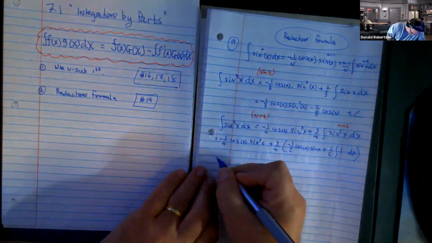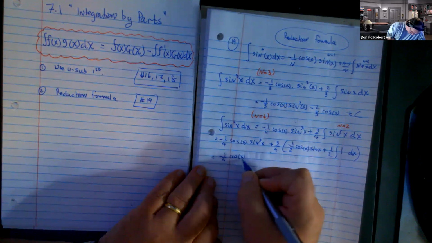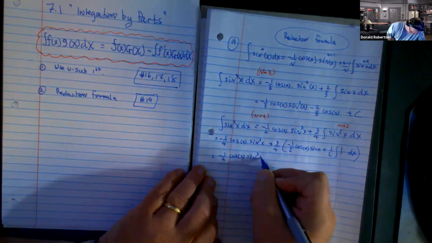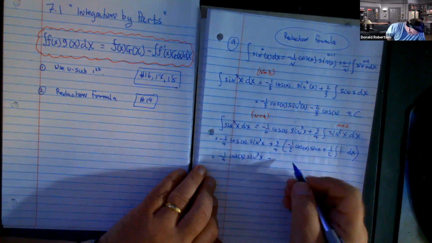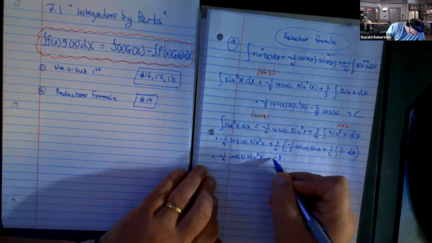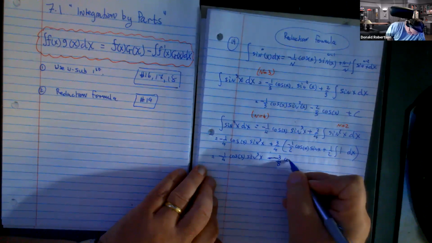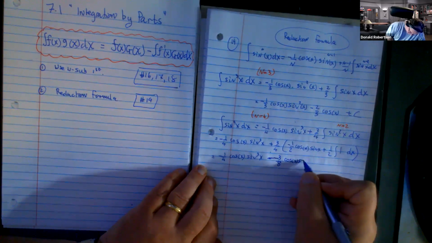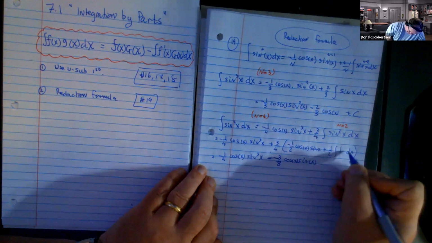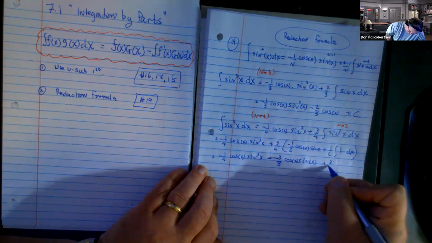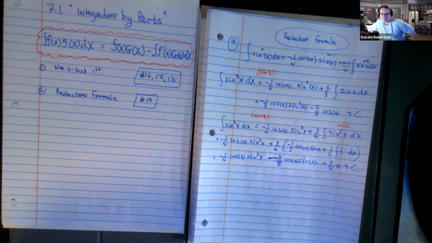So what do we get then? We get negative 1/4 cosine x sine cubed x. Might as well distribute the 3/4 while we're at it. 3/4 times this is negative 3/8 cosine x sine x plus 3/8 x, because you integrate 1, you get an x, plus c. And we have now done the reduction formula.